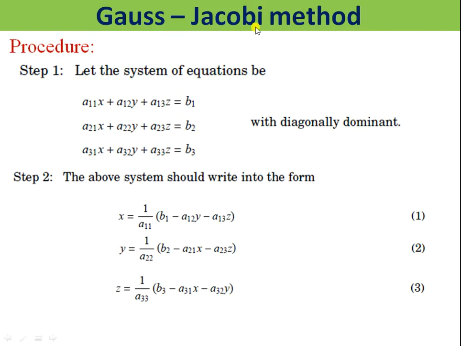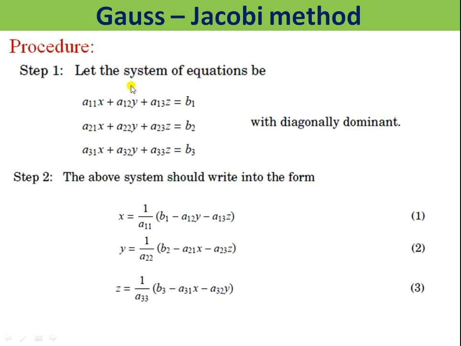Today we are going to discuss the Gauss-Jacobi method. So this is also an indirect method. As I said earlier, in our previous class we discussed one more iterative method, that is the Gauss-Seidel method. So this is also another iterative method. How to solve this? What is the procedure for solving this Gauss-Jacobi method?